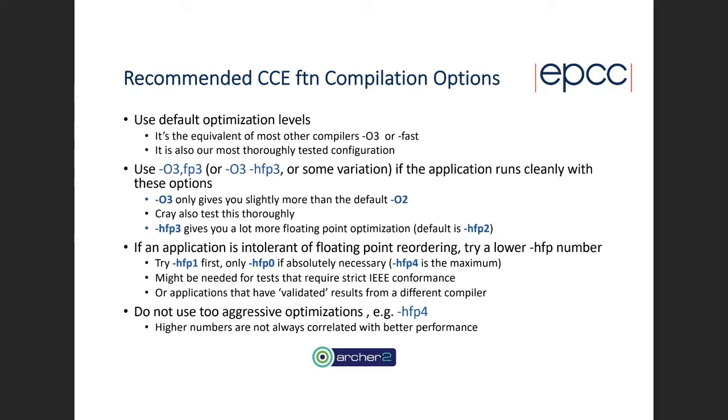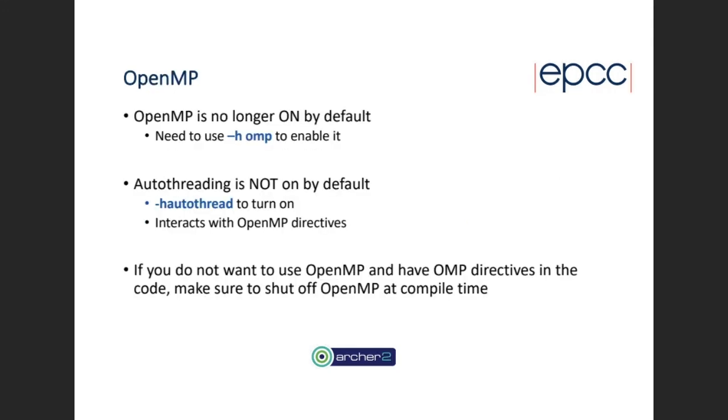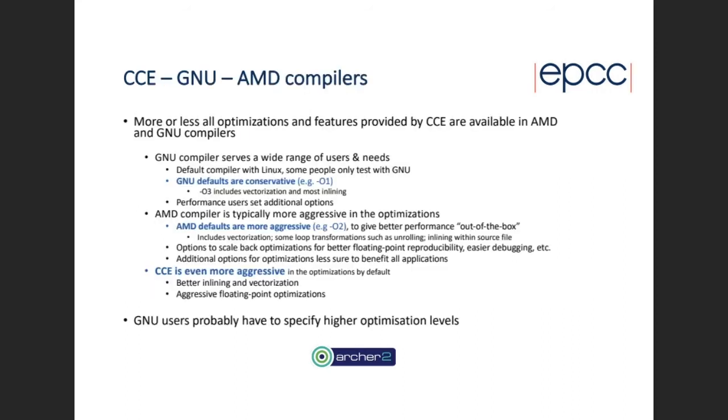You can also turn down specifically for floating point. If you're concerned about floating point reordering, the -hfp flag is basically a way of turning down the floating point optimizations without affecting the other optimizations that are going on. But I say don't just go super aggressive. It doesn't necessarily help. And OpenMP, I guess, is no longer on by default, so that's a change.